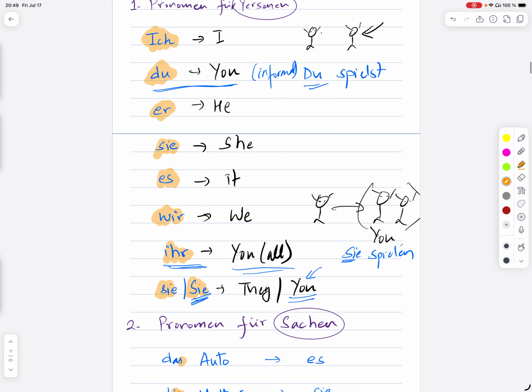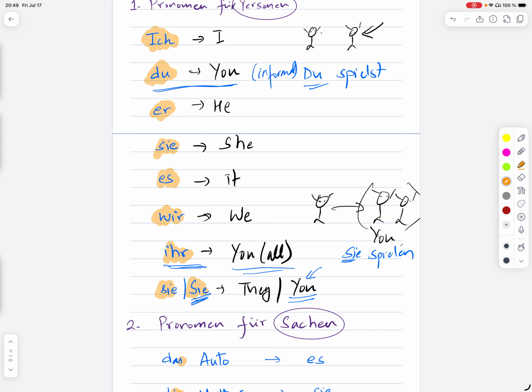But you also have Sie with a capital S, which is the formal form of du, right? So if you talk to somebody who's senior or your colleague, and you don't have a very strong relationship, you don't know them, so you want to talk out of respect, so you will talk to them in a formal way, then you will say Sie.